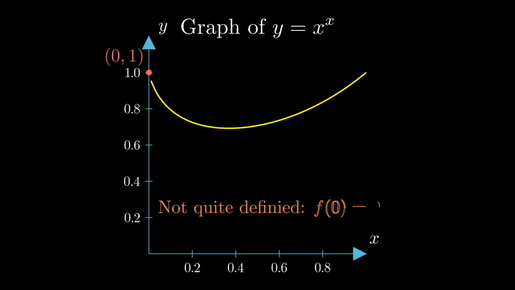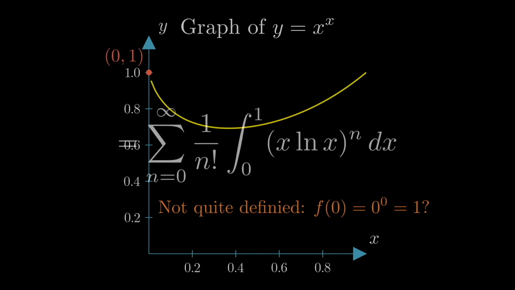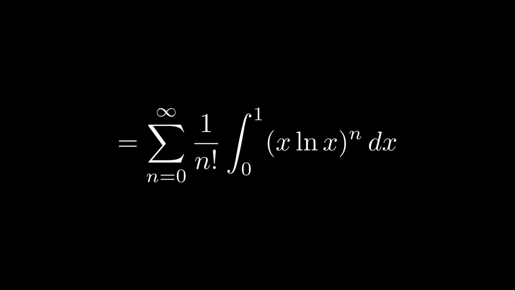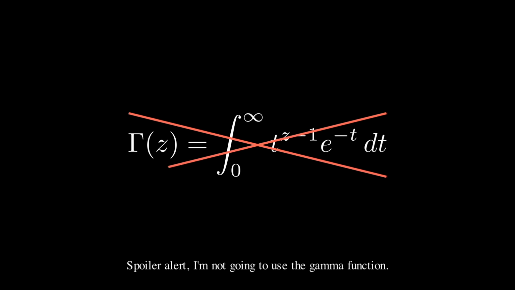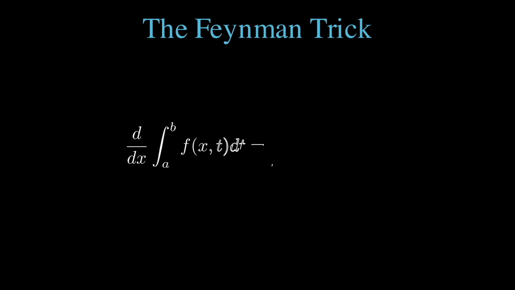That 0 as the lower limit might give you some heebie-jeebies. We'll just let it go. And here comes really the challenge of this integral. How on earth are we going to do this? Spoiler alert, I'm not going to use the gamma function. I'm going to do a technique from another video that I've done, the Feynman trick, or differentiating under the integral.